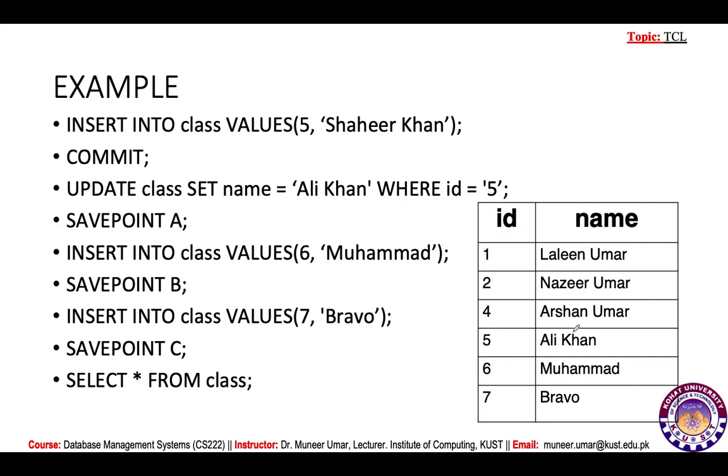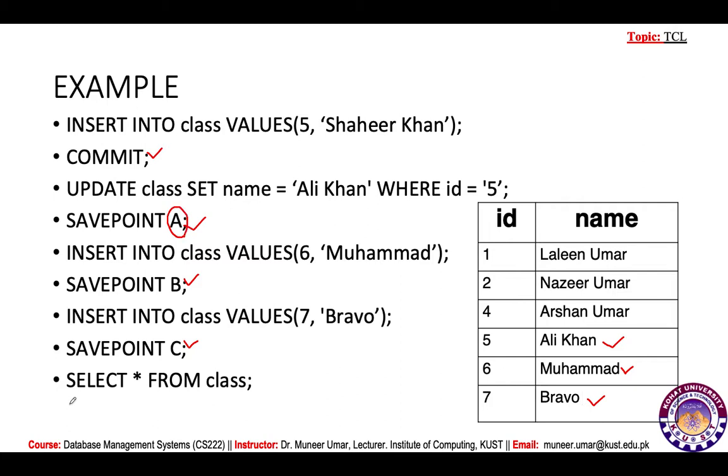Now if you look into this table, here we got Shahir on number 5, but it got committed due to this commit. After that we changed it to Ali Khan, and then we inserted another value, number 6 Muhammad, and then ID equal to 7 brow. We have also save points in this code labeled as A, B and C. We can give any name to these save points.